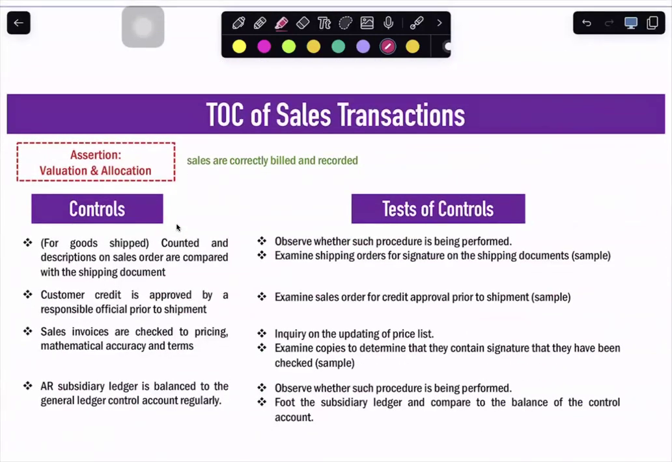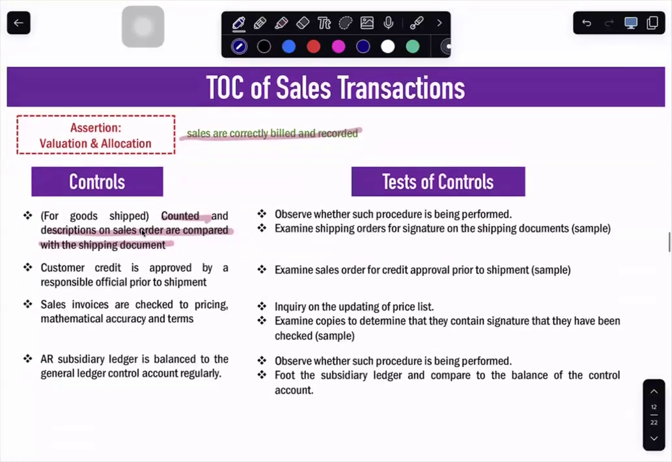Next assertion, valuation and allocation. For valuation and allocation, what we want is that the sales are correctly billed and recorded. For controls, first, goods shipped are counted and the descriptions on sales orders are compared with the shipping document. If you still remember earlier, when we discussed the different departments involved under shipping, the shipping department must compare the SO with the inventory that will be shipped. That's one of the controls in place in your shipping. So how do we test that? We observe whether that procedure is performed. Again, observe. And lastly, examine the shipping orders for signature on the shipping documents. Here, what we want to determine is whether there's proper authorization over the shipping document.